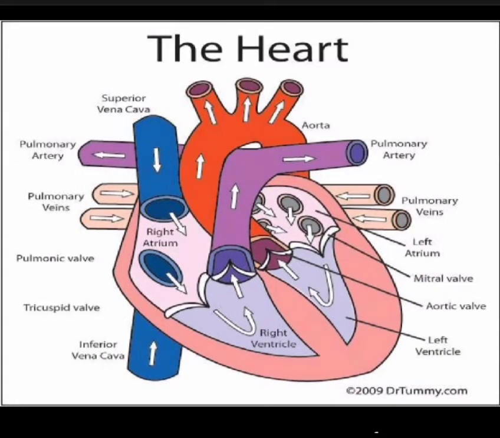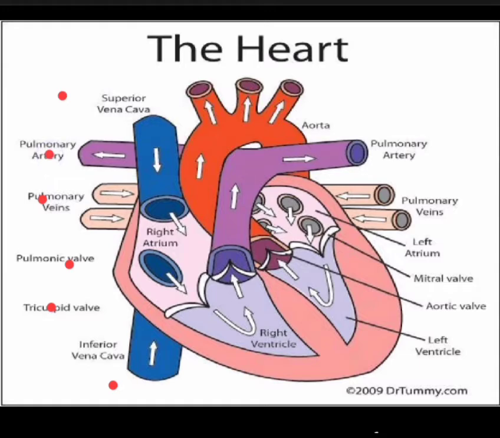Now, the heart. The heart is the main organ of the circulatory system. It is responsible for pumping blood to all areas of the circulatory system. If we look from the top left corner, we have what we call the superior vena cava. Then beneath it, we have the inferior vena cava. Now we also have what we call the tricuspid valve. We have the pulmonic valve and the pulmonary veins. We also have what we call the pulmonary arteries.